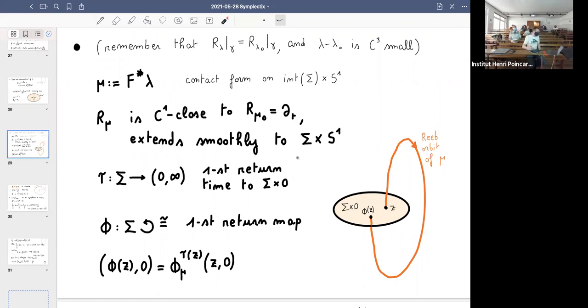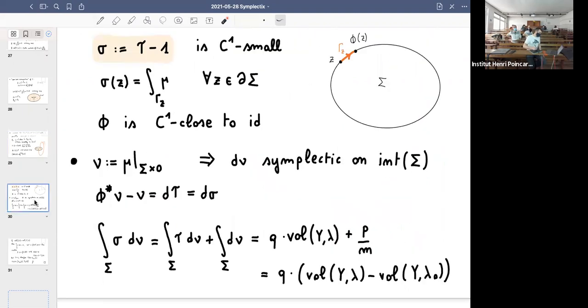So I call this map sigma. And so the first return time is C1 close to the constant 1. And I'm going to call sigma, it's different. And the first return map is C1 close to the identity. So the proof is almost over.